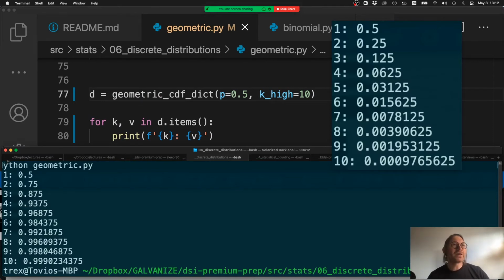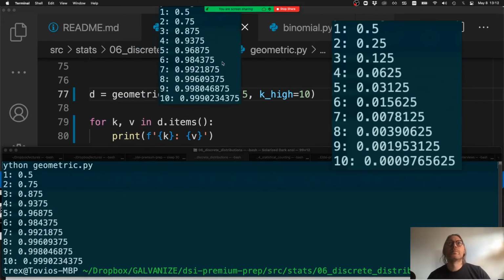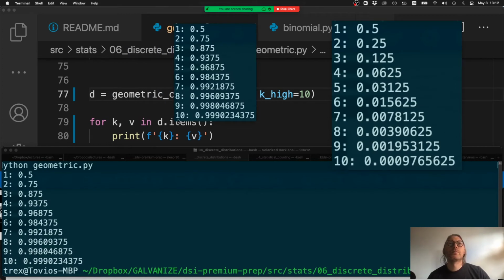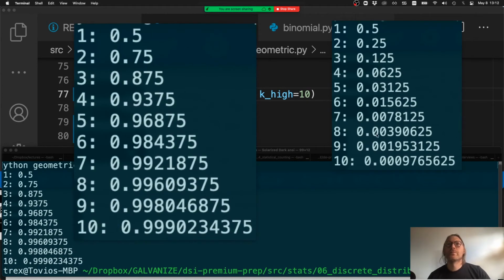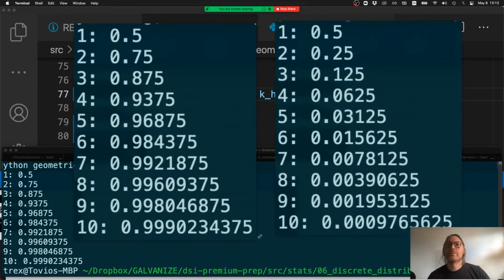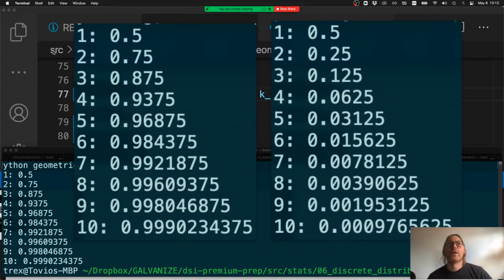All right, so let's just put the CDF and the PMF side by side. This should be really obvious, what's going on here. 0.5, it's going to be the same for the first trial. And then if we take 0.5 and add 0.25 to it, we get 0.75. If we add 0.125 to that, we get 0.875, and add 0.0625, etc.